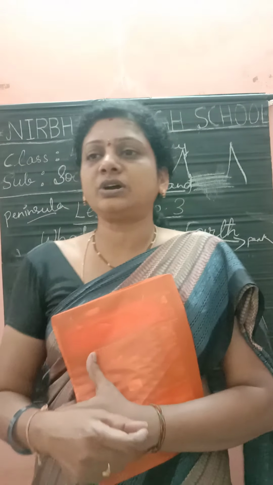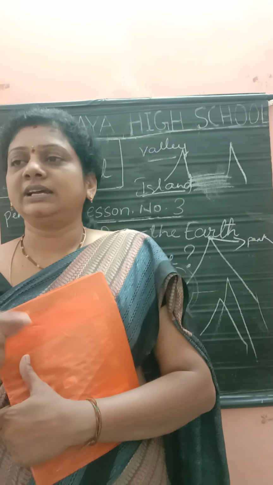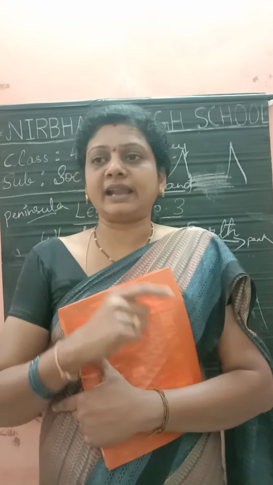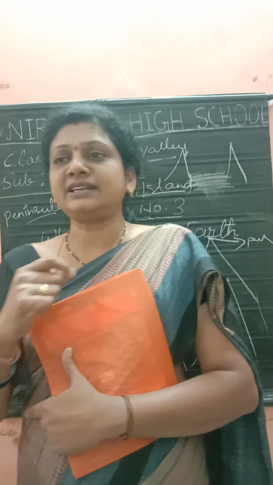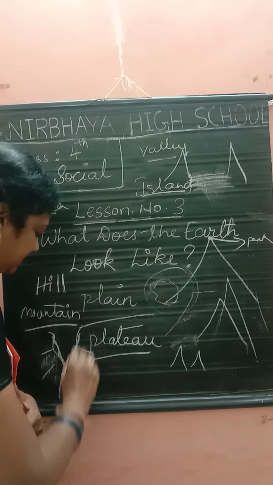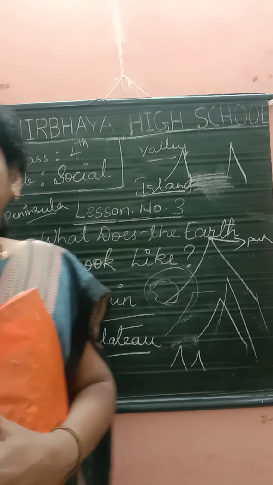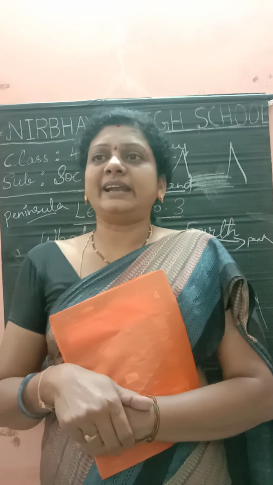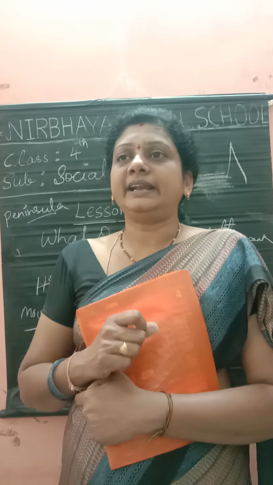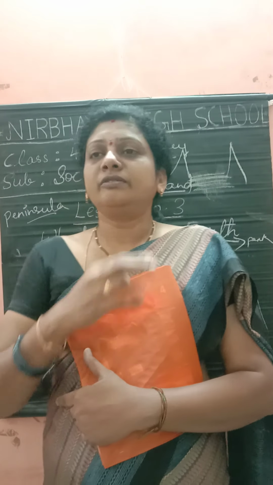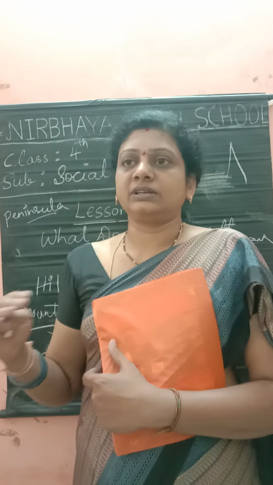A part of the peninsula remains connected to the mainland, and it extends into the water. Our best example is our India map. And the next one is delta. A river delta is formed at the mouth of the river as it flows into an ocean.